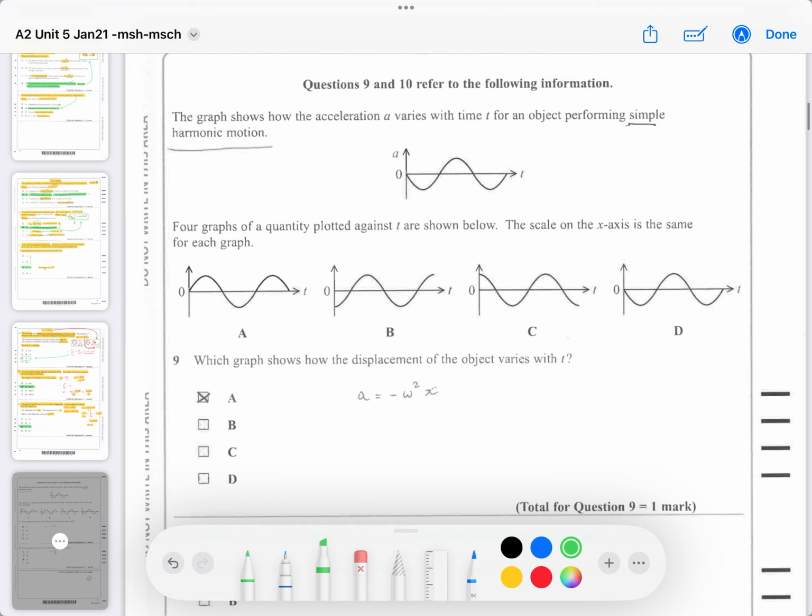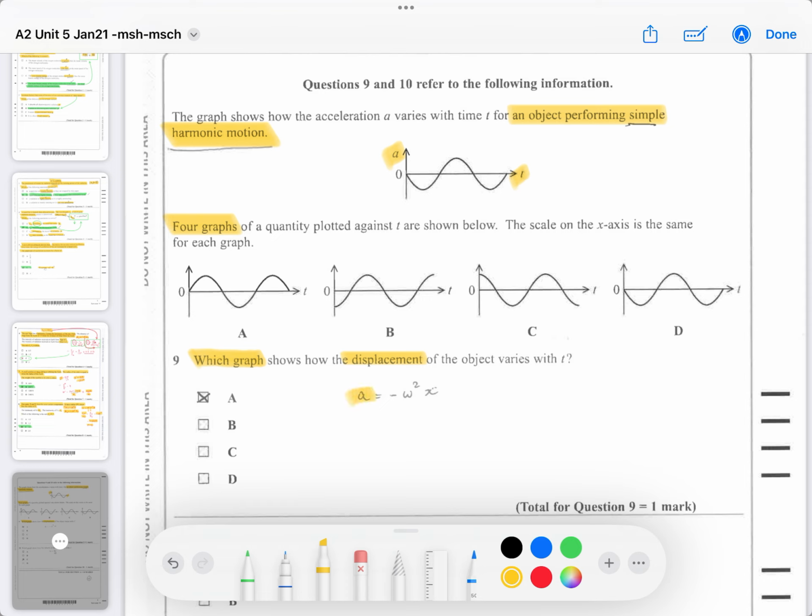Questions 9 and 10, it says refer to the same information. Yeah, it's an object performing simple harmonic motion. They've shown you the acceleration against time. And in question 9, they want you to look at the 4 graphs that they've given, A, B, C, or D. Which graph shows the displacement, yeah, varying against time.